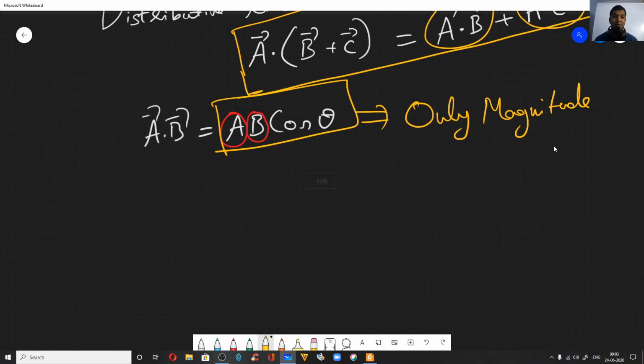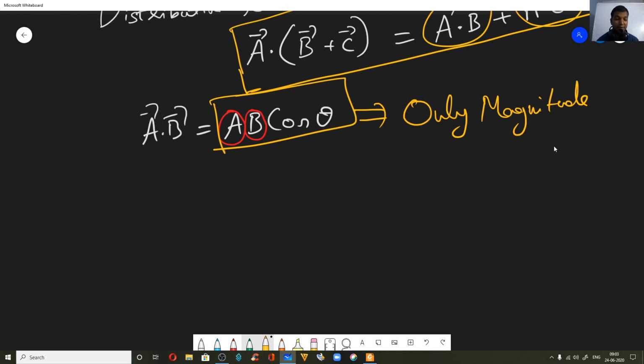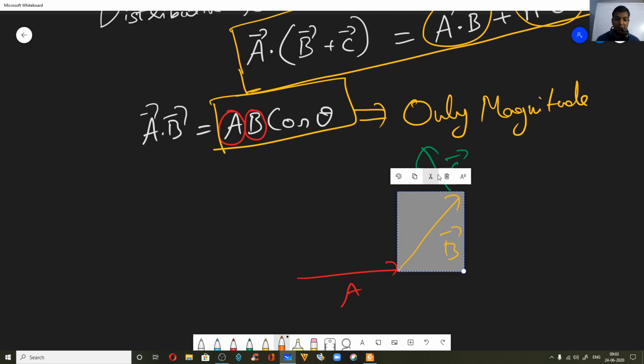I'll give you a simple clue. What you can do is take three vectors. Vector a is this, vector b is like this, and vector c is like this. First add b and c. If you add b and c, what do you get? You get a resultant, by just using the head to tail method, like this. I've given you the clue, just try to do it.